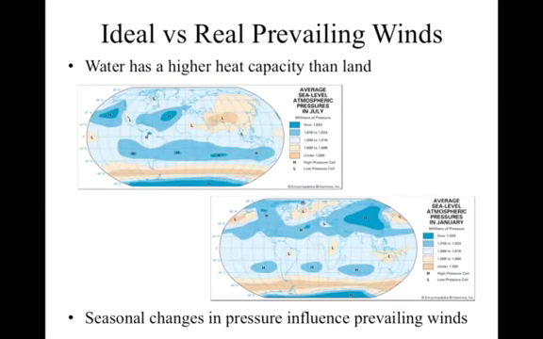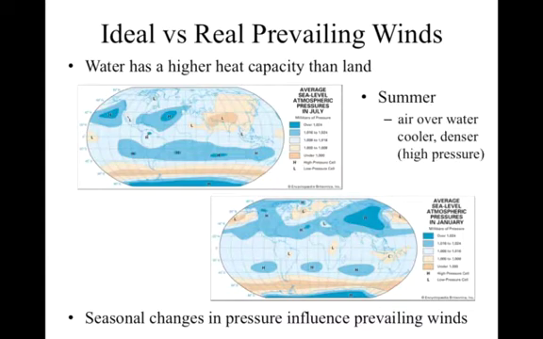All right, so again, that's a bit of an idealization because these winds are not just blowing over a sort of homogeneous, bland Earth surface. They're actually blowing over an Earth surface with a lot of structure. And one of the biggest structures is that some of that surface is land and some of that surface is water. And water has a higher heat capacity than land. What that means is it takes longer for water to heat up and it takes longer for water to cool down. So far, so good.